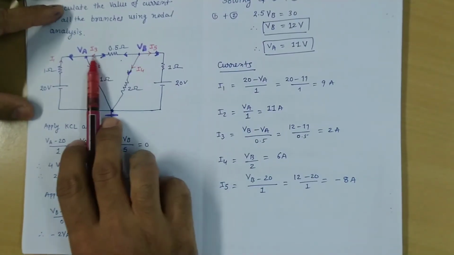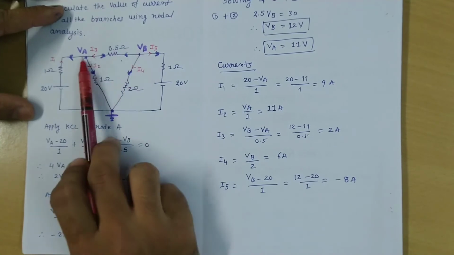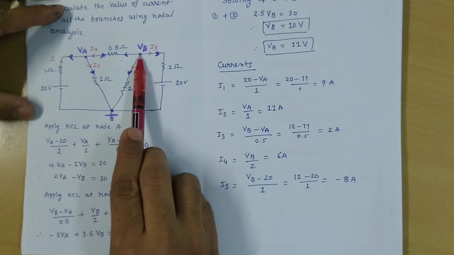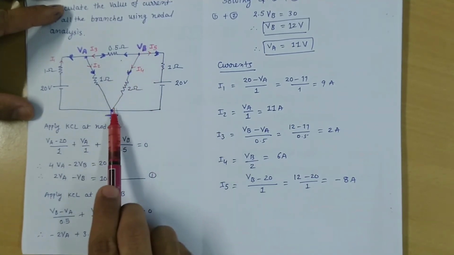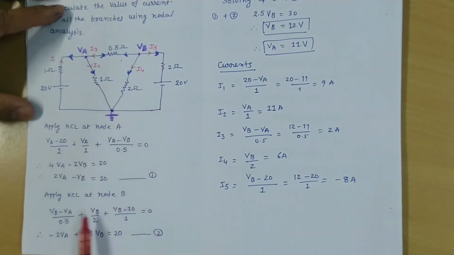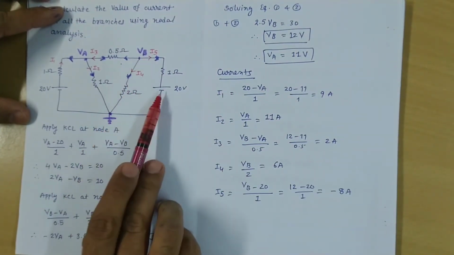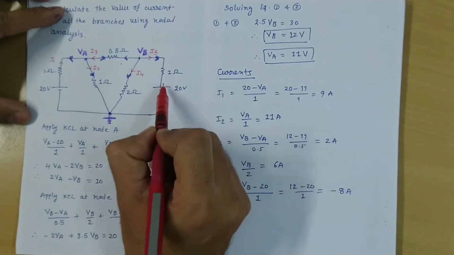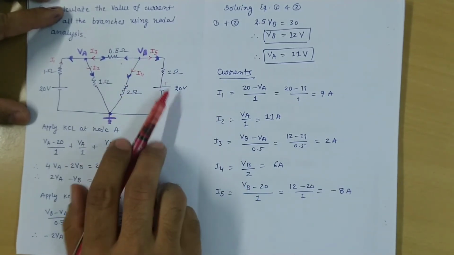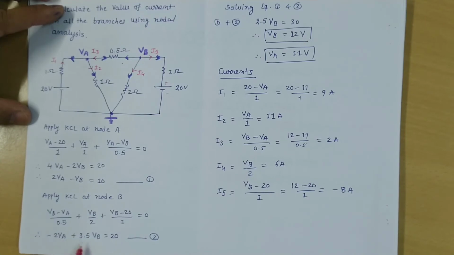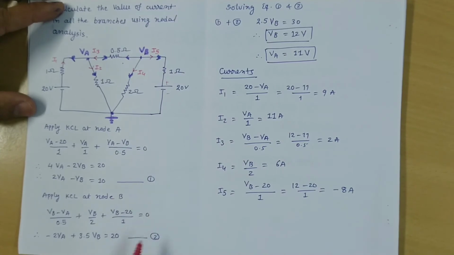So the equation for this branch would be VB minus VA divided by 0.5, equation for the current. Now the current for this branch would be VB minus 0 divided by 2, that is VB by 2, and the current for this branch would be VB minus 20, because this is in opposite direction, positive negative, VB minus 20 divided by 1 is equal to 0. So if we simplify this equation we get minus 2 VA plus 3.5 VB is equal to 20. So we got equation 1 and 2.